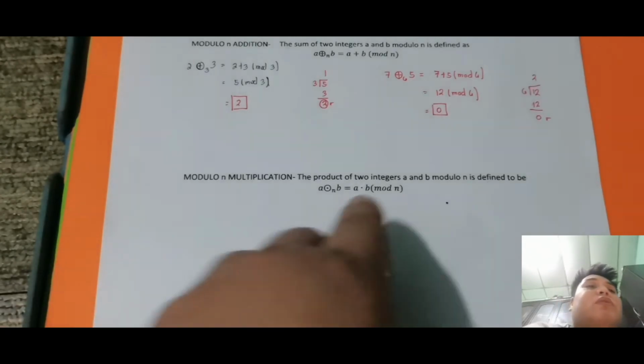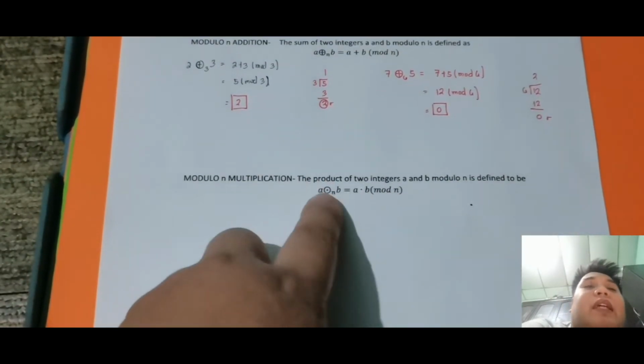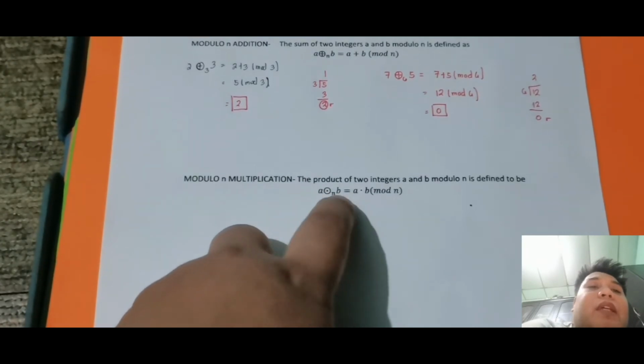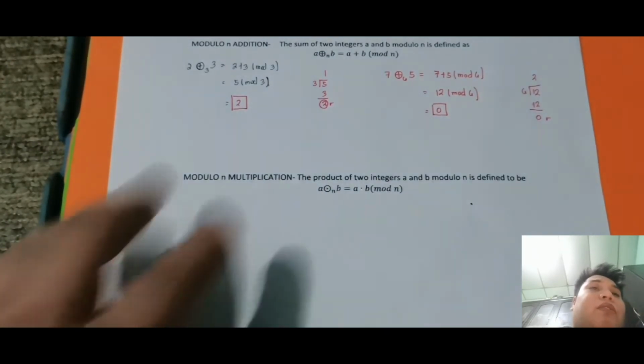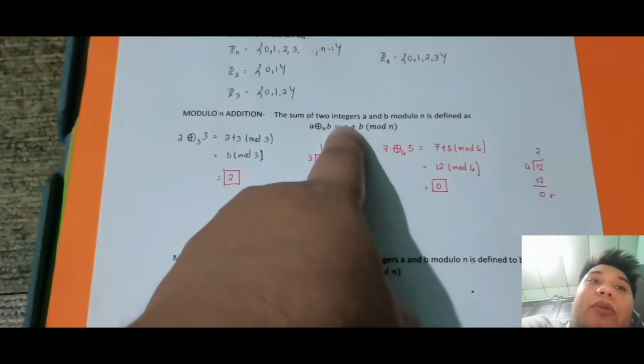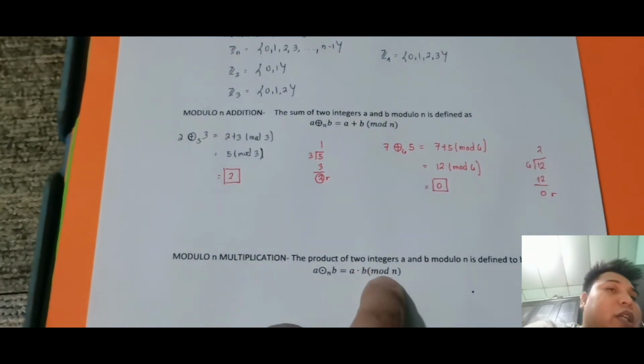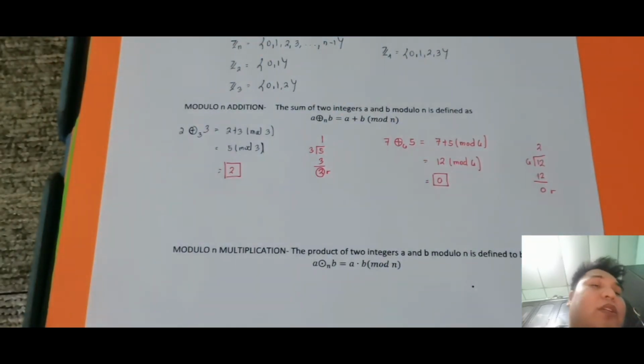So, modulo n multiplication. So, paano naman si modulo n multiplication? So, the product of two integers a and b modulo n is defined to be a circle sub n b is equal to a times b mod n. So, kung dito ina-add tapos dine-divide, dito ang ginagawa, multiply mo, divide mo sa n, ayun yung remainder. Okay, ganun yung gagawin natin.